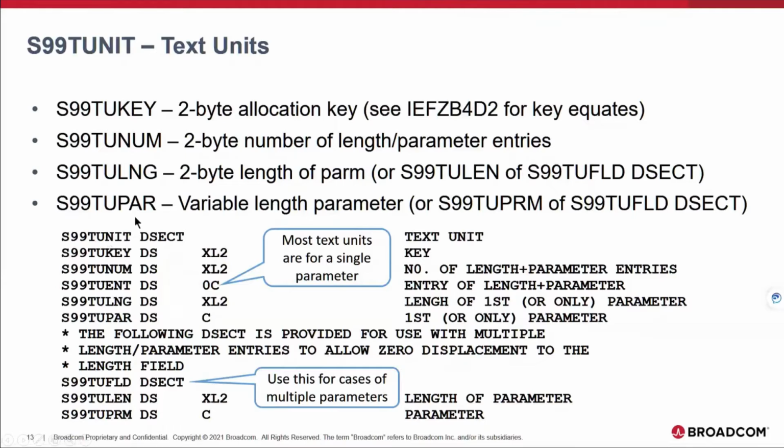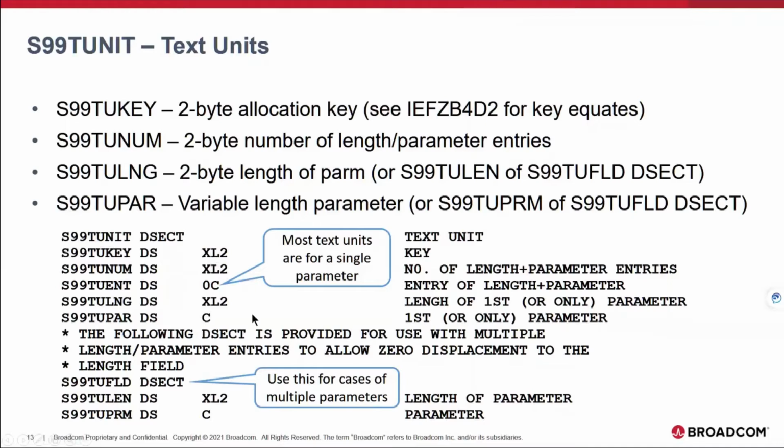This macro, IEFZB4D2, has these DSECT fields that it will generate. You would use this one as the standard one for your typical text unit, where you've got a 2-byte key, a number, the count, which is typically 1, the length of that string, and then the string.